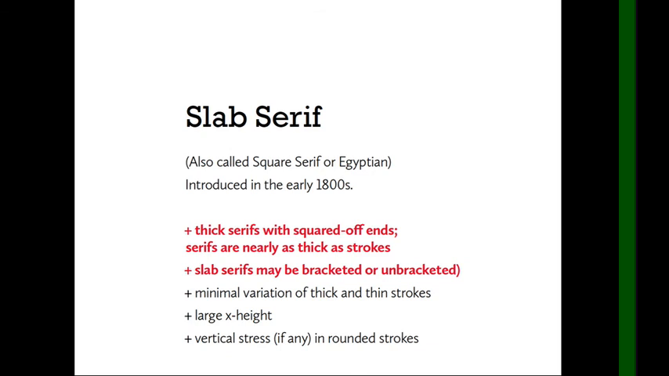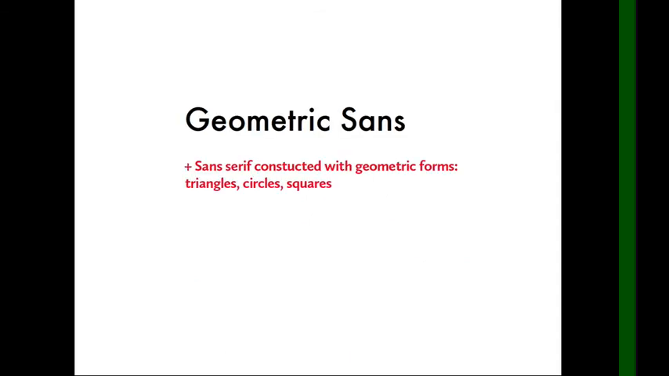So the defining characteristic of slab serif is that it has a very thick serif with a squared off end. And this sample here is a very typical slab serif. It looks much more like a modern sans serif with thick square serifs slapped back on it.